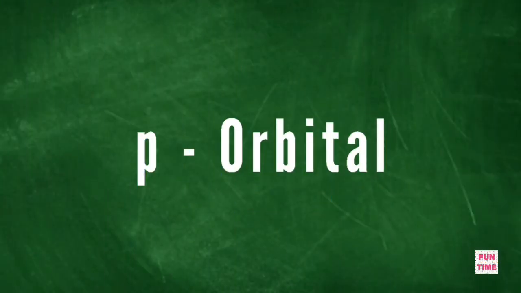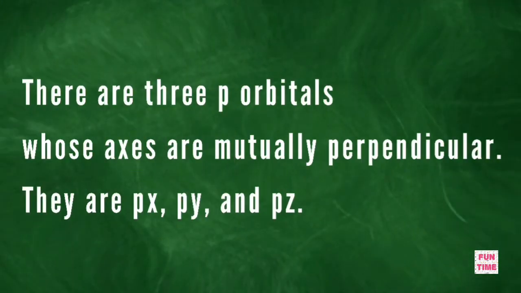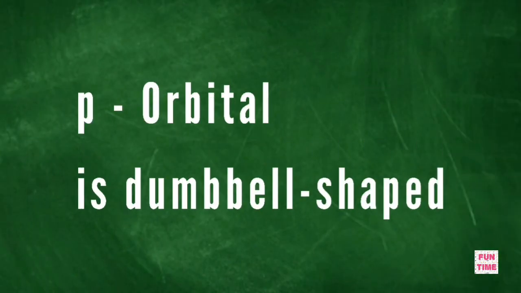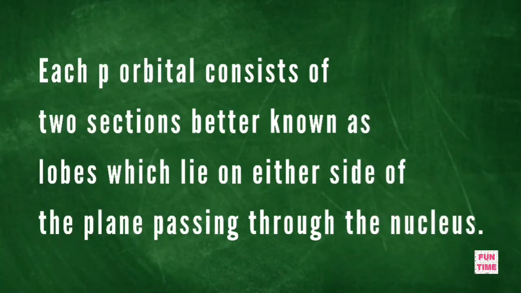P orbital. There are 3 p orbitals whose axes are mutually perpendicular. They are px, py and pz. P orbital is dumbbell shaped. Each p orbital consists of 2 sections better known as lobes which lie on either side of the plane passing through the nucleus.